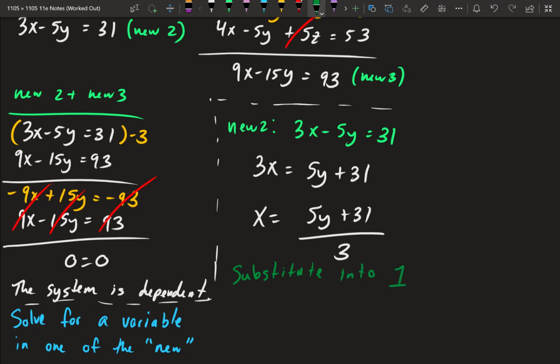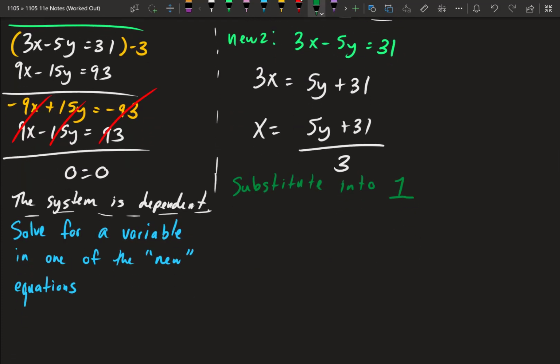we're going to substitute what we found into 1, the original 1. So original 1 is x minus 2y minus z equals 8. And we always plug it into 1, the original 1. So we found x. That's what this is. Now I'm going to plug it in.